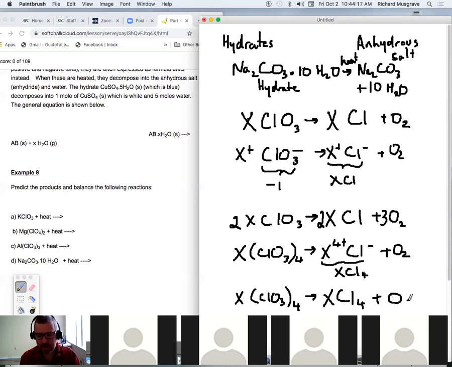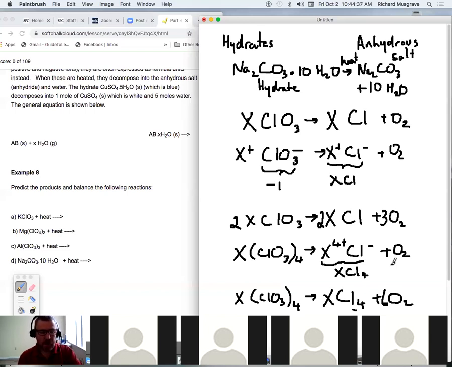So it'd be XCl4 plus O2, and then I can balance it. Let's see, so we've got 4 Cl's already, that's fine. We've got 1 X, that's okay. The oxygens, we've got 12 on this side, which means I need to put a 6 in front of here. And then that would be balanced.